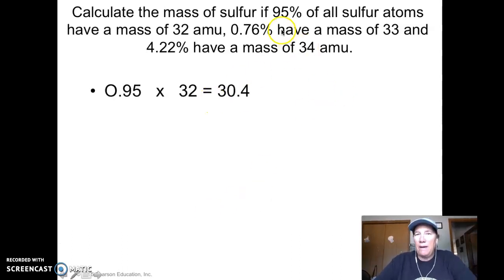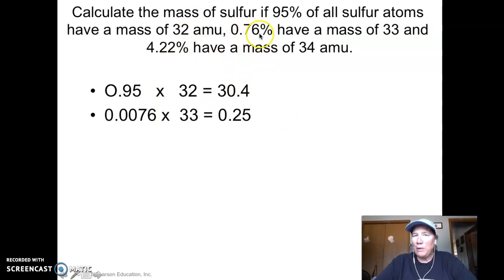Okay, so if I want to figure out the mass, this is what I'm going to do. I'm going to take my 95% and change it to 0.95. I'm going to move that decimal over 2 because, remember, for a percentage we multiply by 100 to get it there. And then I multiply by the mass that it gives me. Now, sometimes it'll give you masses like 31.999675. Those are more specific, but this works as well. You just have to take the mass they give you. For this one, I can't use 0.76. I have to use 0.0076. Again, remember, I have to move that decimal over 2. Then I multiply by 33, and I get 0.25.